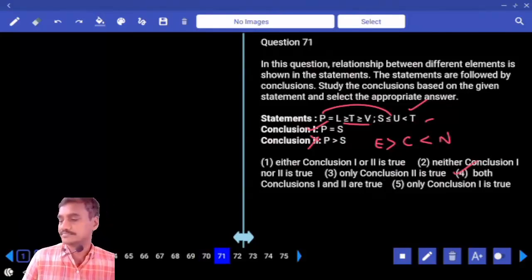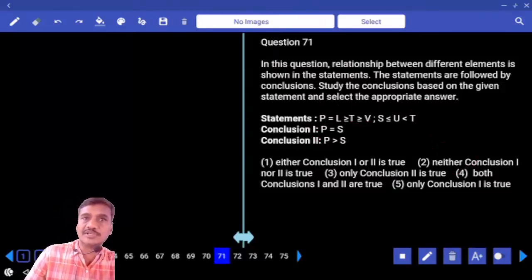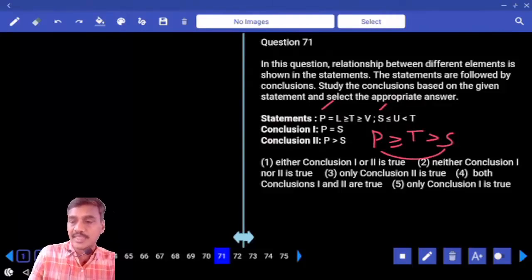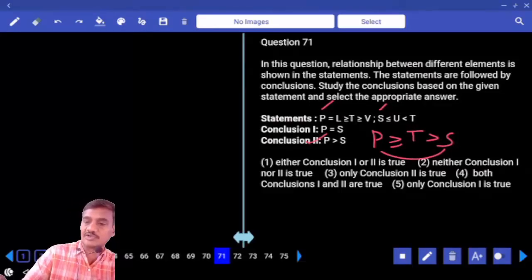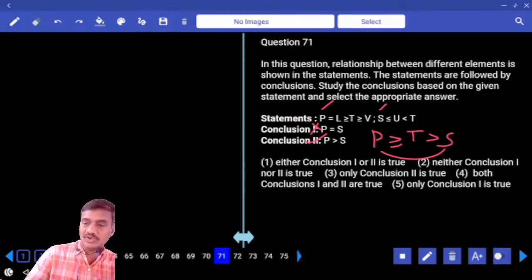Then 71. Now in this 71, both the conclusions are between P and S. Between P and S, which element is common? T is common. P greater than or equal to T. S lesser than T means T greater than S. Now between P and S, which symbol is common? Greater. Hence P greater than S is definitely true, P equal to S is false. Hence what is your answer? Only 2. Only 2 is choice 3, question number 71.